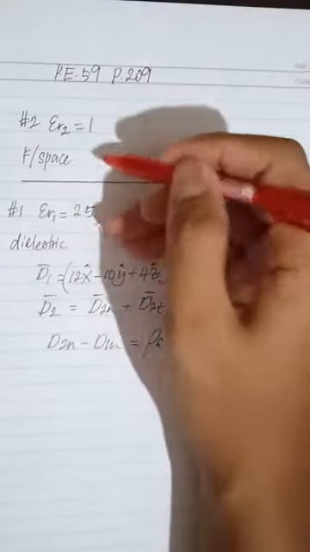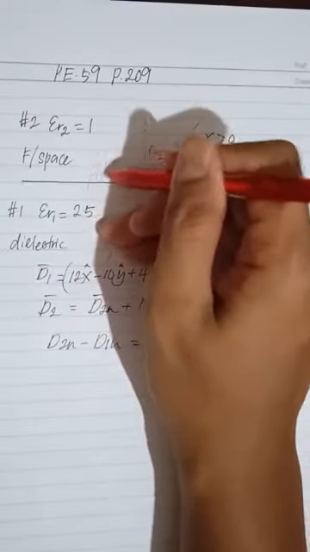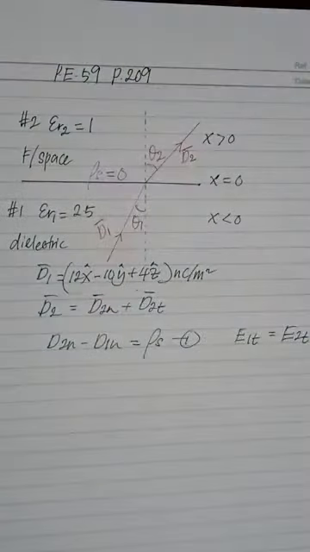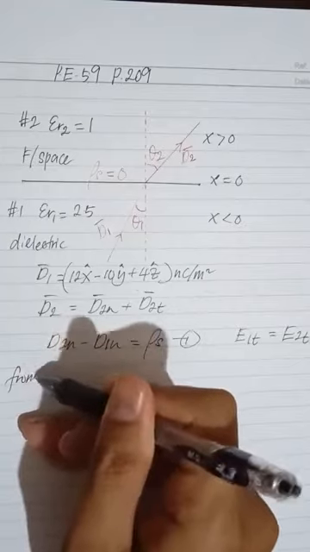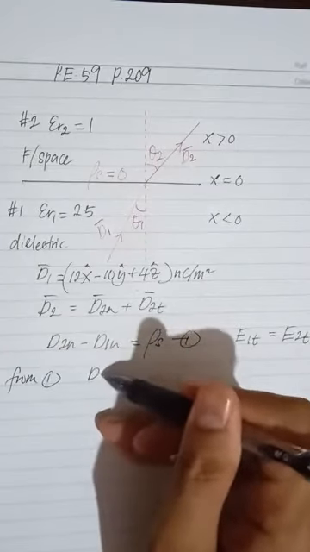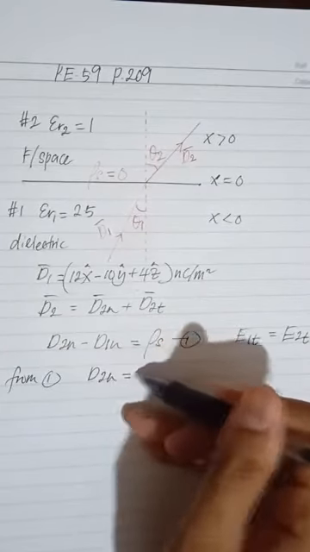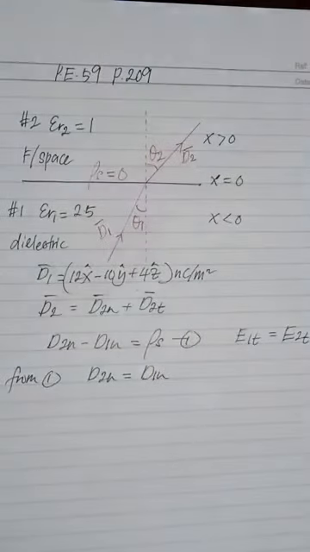Alright, so for the first one here, since we don't have any charge given in the problem, we can simply assume that there is no surface charge on the boundary. So from number 1, we can have D2 normal is equal to D1 normal.